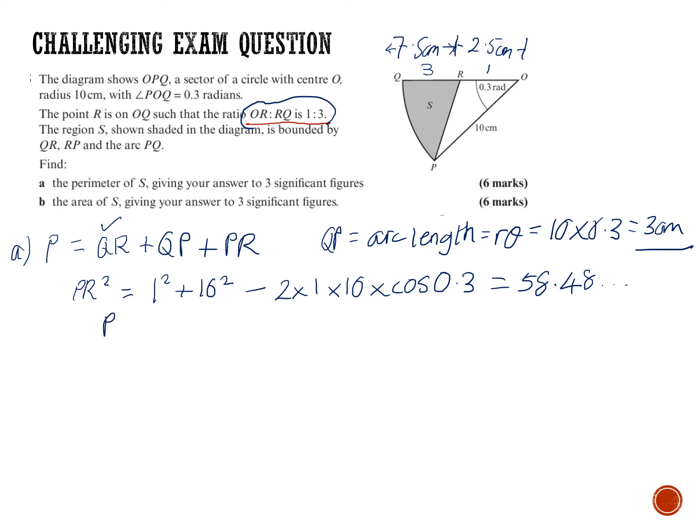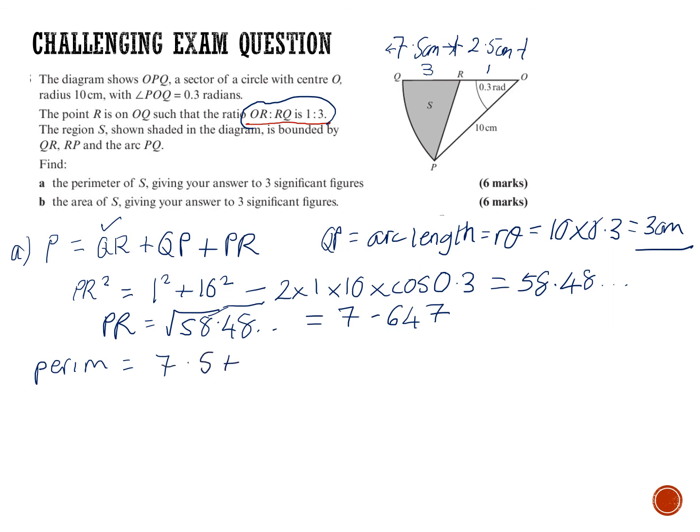Okay, so PR is equal to the square root of 58.48. Do remember to square root, and don't round the value, use the exact value. So 7.647. Okay, so then the whole perimeter is all the bits added together. QR was 7.5. QP was my arc length, 3. And PR, 7.647.